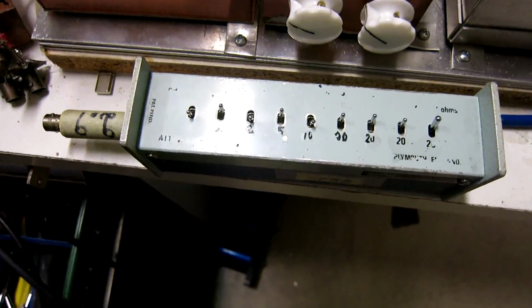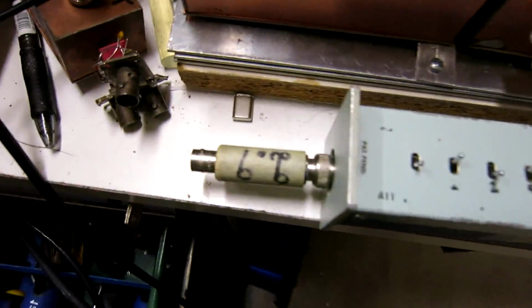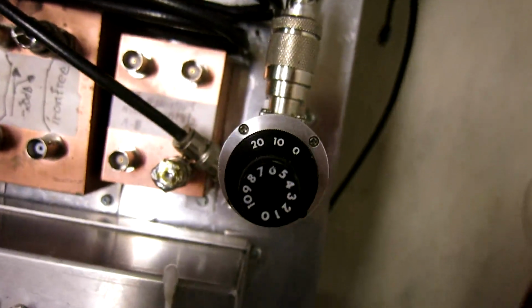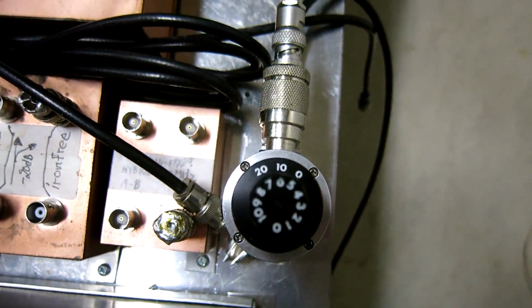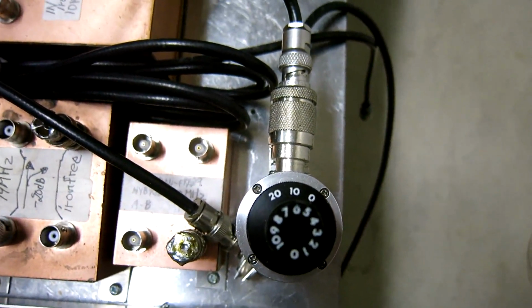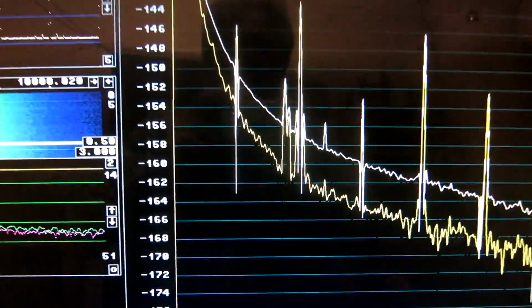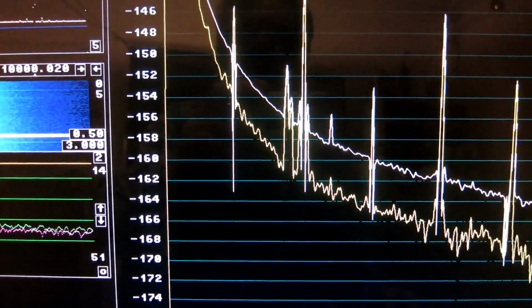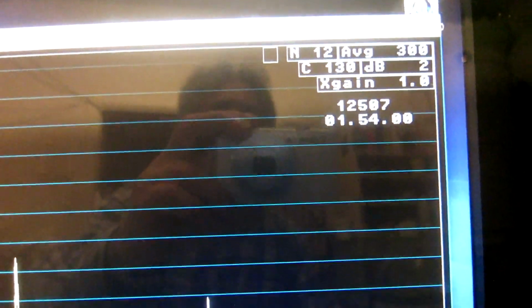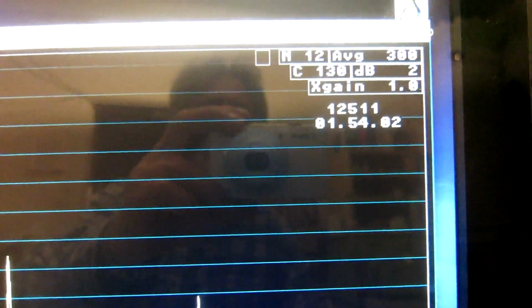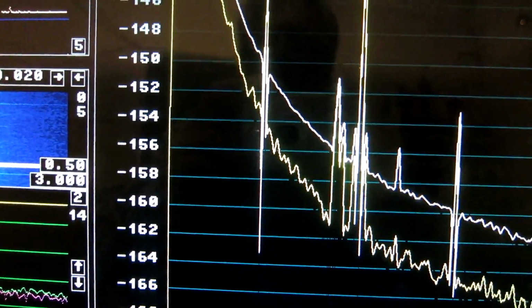I have this connected, this attenuator and this one. And instead I have set this attenuator to 16 dB to see if I can see any difference. The result is unexpected. This is what I am currently collecting. It's now 1 hour and 54 minutes, 12,000 averages. And here is the curve.